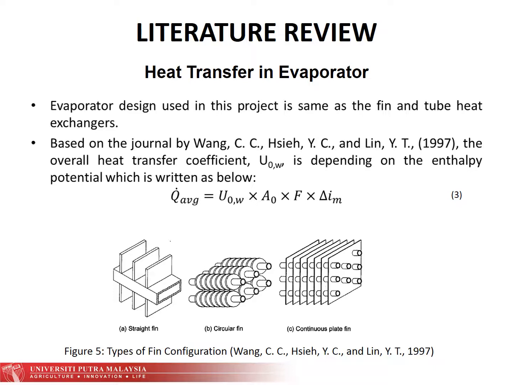Based on the journal by Wang, Xia, and Lin, 1997, the overall heat transfer coefficient is depending on the enthalpy potential, which is written in equation 3. Q average is indicated as the thermal energy, U naught is the overall heat transfer coefficient, A naught is the total surface area, F is the correction factor, and delta i_m is the mean enthalpy potential.